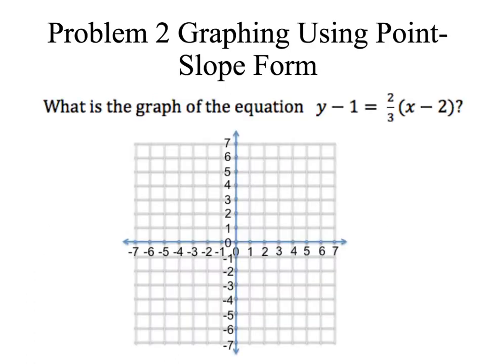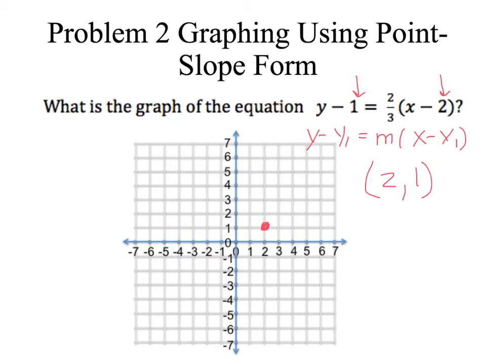Okay, problem 2, graphing using point-slope form. So what is the graph of the equation y minus 1 equals 2/3 times (x minus 2)? From this, if you know that the formula is y minus y1 equals m times (x minus x1), then instead of what we did with slope-intercept, where we would start at the y-intercept, we're going to start at a specific point. So the ordered pair we're going to start at, our x value right here is 2, and our y value right here is 1. So we're going to start at the ordered pair (2, 1).